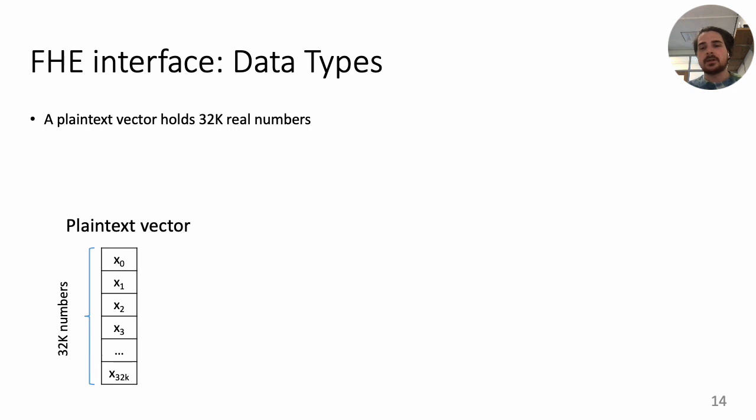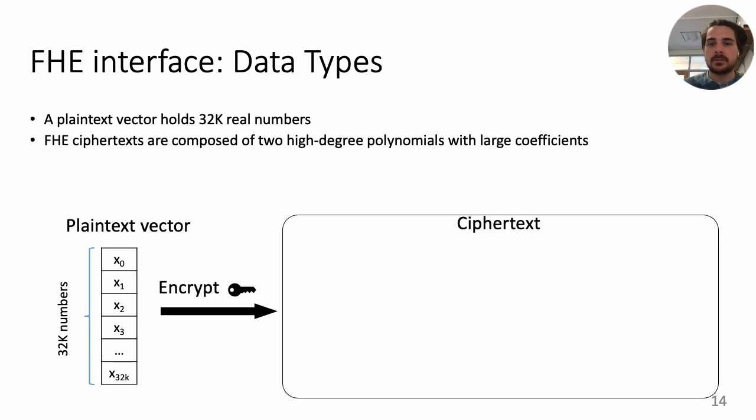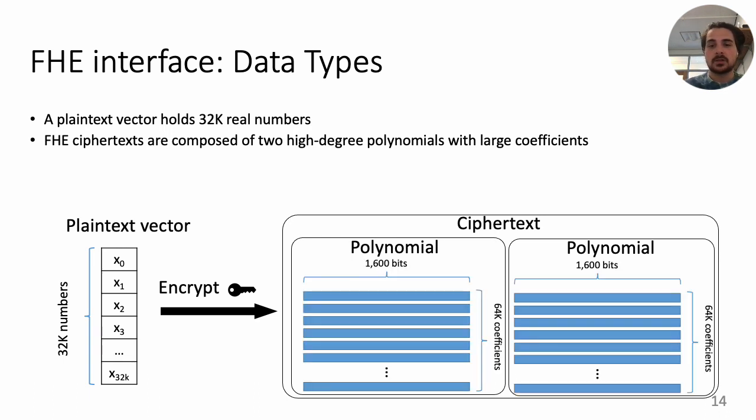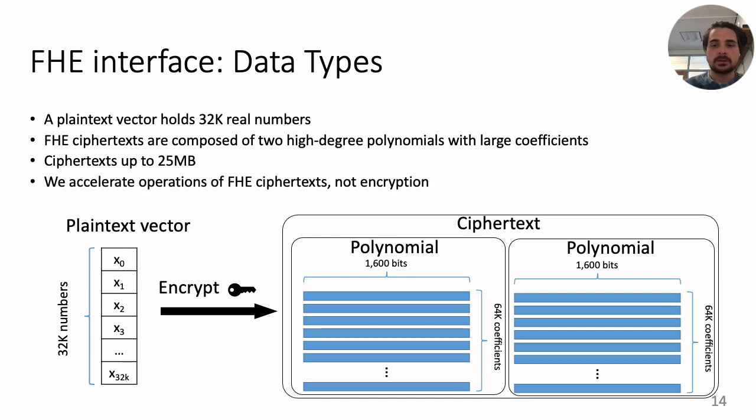A plaintext vector in FHE consists of tens of thousands of real numbers. We use a secret key to encrypt this plaintext into an FHE ciphertext. An FHE ciphertext is composed of two high-degree polynomials with large integer coefficients. So for example, 64k degree polynomials with 1600-bit coefficients. This implies a 25 megabyte ciphertext. Note that our focus is not improving the performance of this encryption process. Encrypting values into ciphertext is fast on pretty much any hardware. Instead, we're accelerating generic computation on FHE ciphertexts.